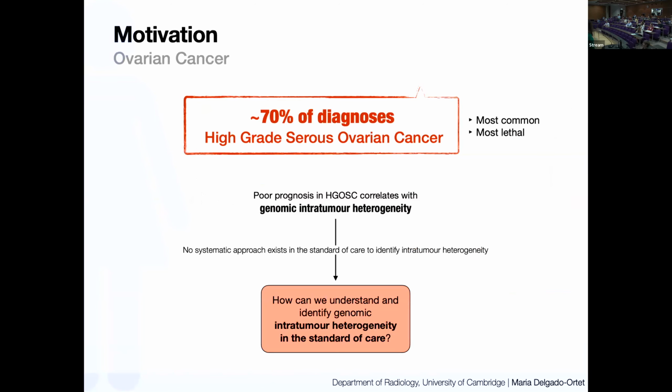And 70% of the diagnoses are high-grade serous ovarian cancer, which is not only the most common, but also the most lethal. Its aggressiveness has been linked to intratumor heterogeneity, but we don't have any tools in the standard of care to identify this heterogeneity or to understand it better. So this is where our motivation arises from. Is there any way we can put tools in the standard of care to understand it better?